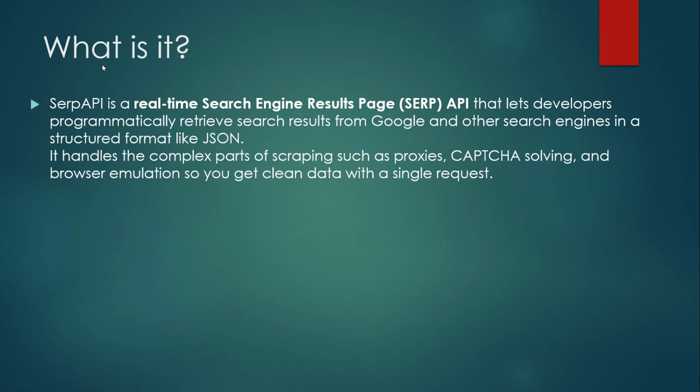The SERP API is a real-time search engine result page API that lets developers programmatically retrieve search results from Google. So what we can do is use this API to get the real results, which are used in so many other cases for our programs.